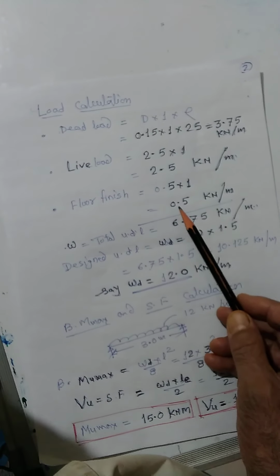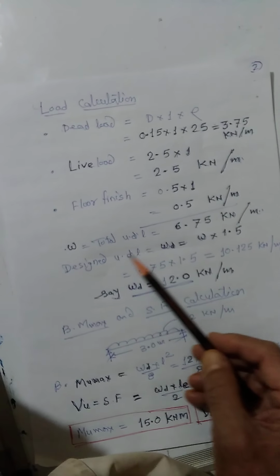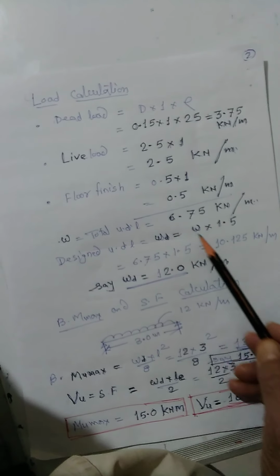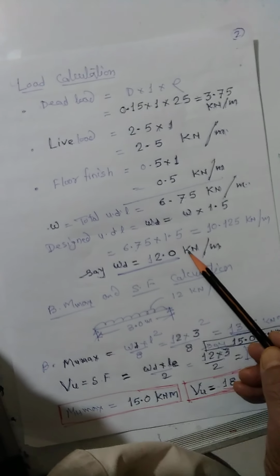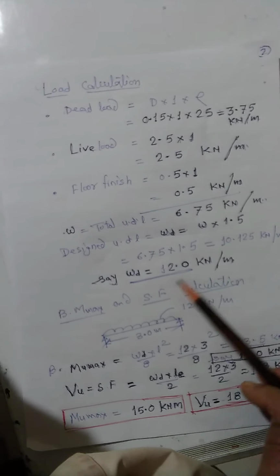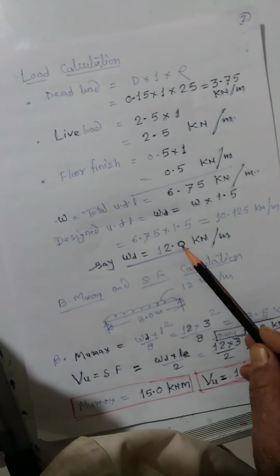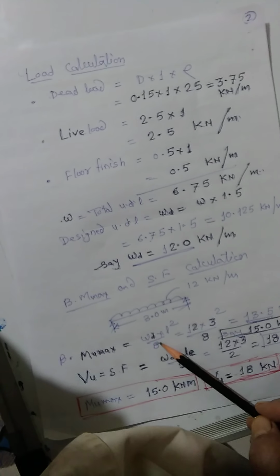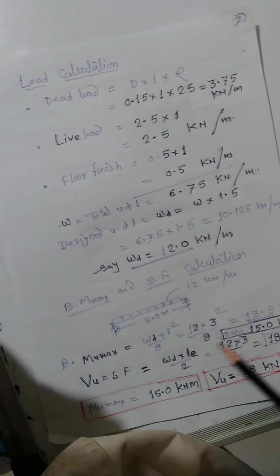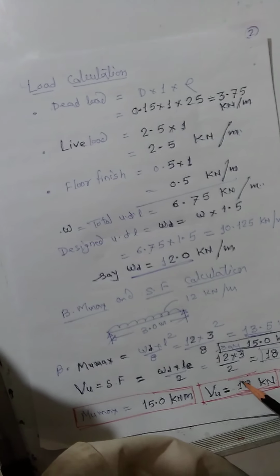Similarly, floor finish as usual we are taking as 0.5, the total comes out to be 6.75, and the design load will be 1.5 times this W, and WD comes out to be 10 point something, so I am rounding it on the higher side at 12.0 kilonewton per meter. Now the span is 3 meter, WD is 12 kilonewton per meter as we have taken over here. Calculate the maximum bending moment, WD L square by 8, and shear force, WD L by 2. It comes out to be 15.0 kilonewton meter and 18 kilonewton only.